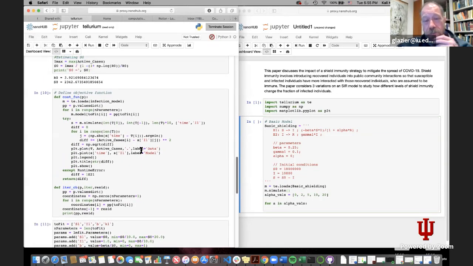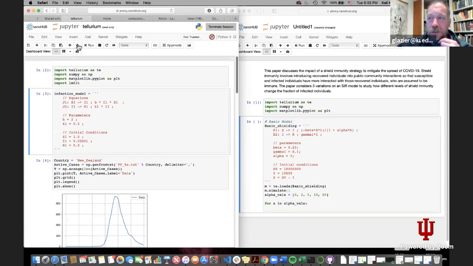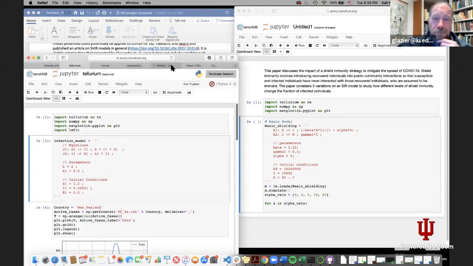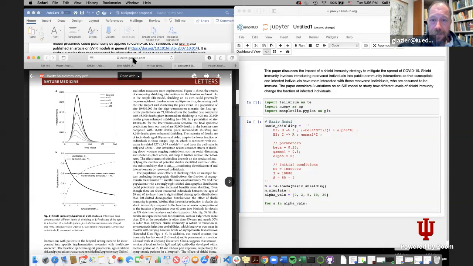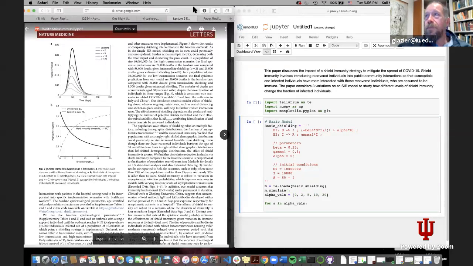I think they actually have a mistake, but you'll see. I think their definition of beta is wrong. But you'll run it and you'll find out.